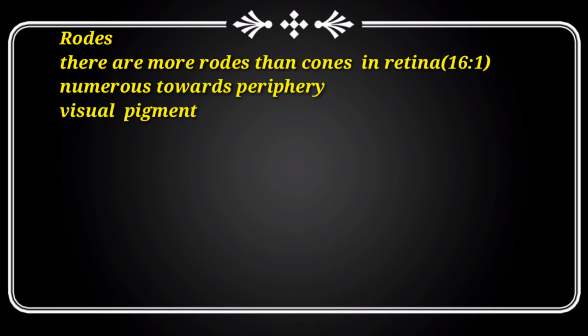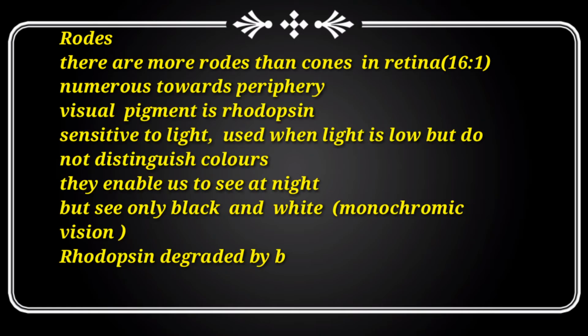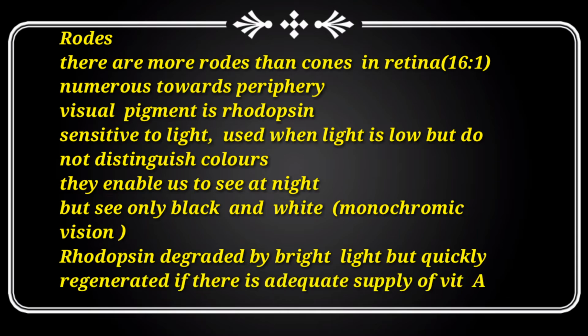Rods. There are more rods than cones in the retina, 16 to 1. Numerous towards the periphery, the visual pigment is rhodopsin, and they are very sensitive to light, used when light is low, but do not distinguish colors. They enable us to see at night but see only black and white, monochromatic vision.